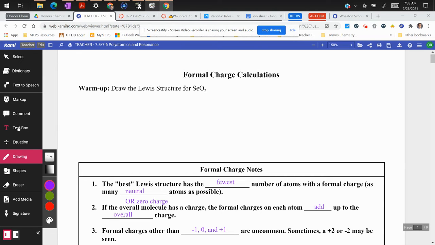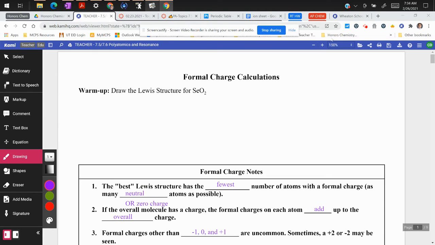So first, to frame our lesson, I wanted to take some time to do this warm-up where we draw selenium dioxide, SeO2. So I recommend pausing the video now and working on this problem, and then when you are ready, you can unpause and we can continue.